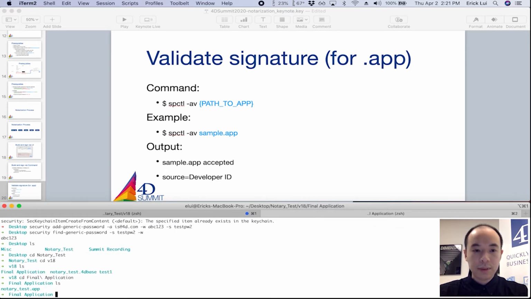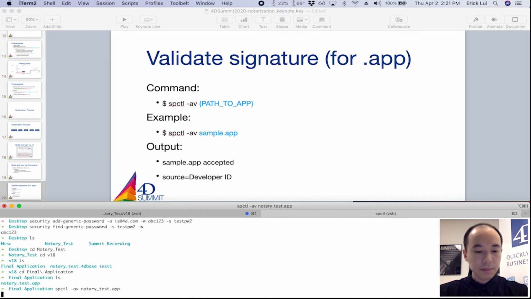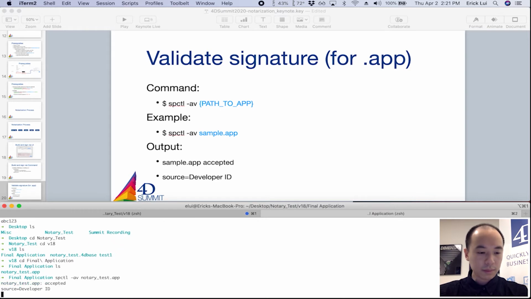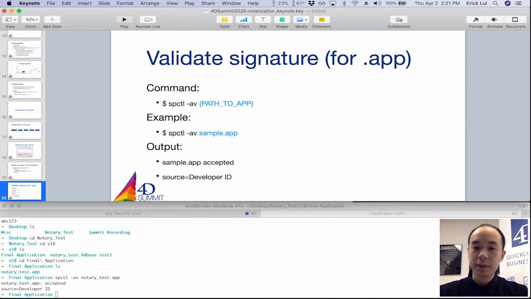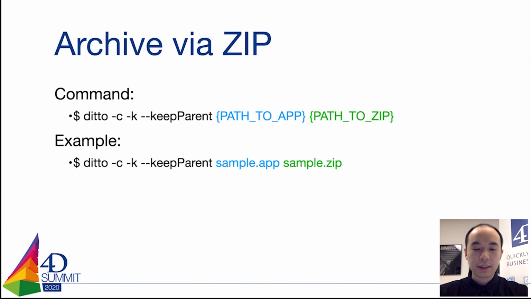So now let's use that command spctl -a -v and the path to the app, which is notarytest.app. Cool. So because it was accepted by Gatekeeper, source is Developer ID, that app was signed properly. So let's keep going. The next thing we need to do is to archive the app.